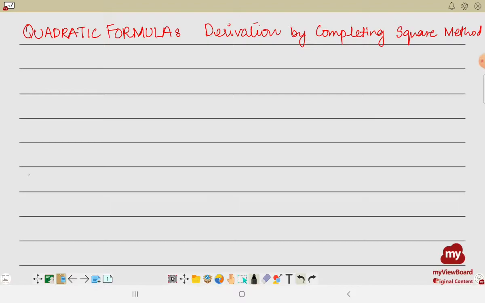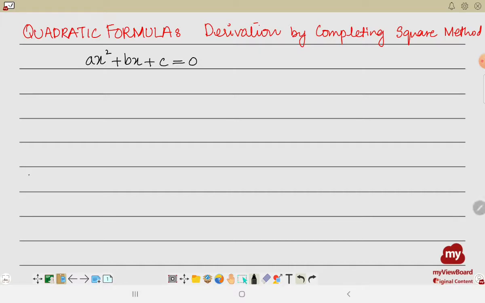In this video we are going to derive the quadratic formula, and the method that we are going to use is the completing square method. For the derivation of the quadratic formula we need the standard form of the quadratic equation, which is ax square plus bx plus c is equal to 0. The method we are going to apply is the completing square method. I'll do each step of working, and at the end we will have a solution of this quadratic equation, right?